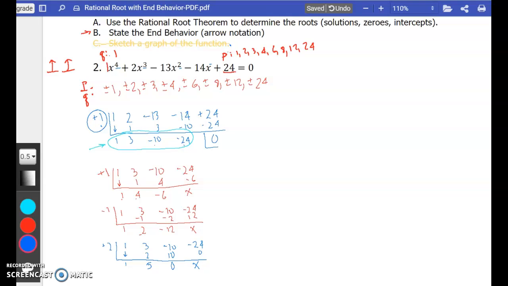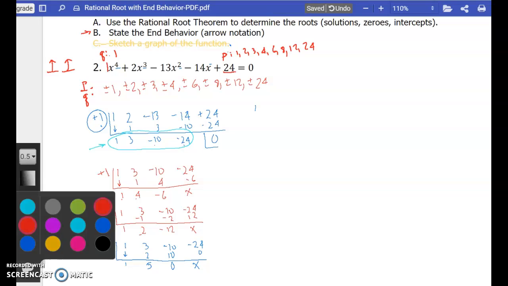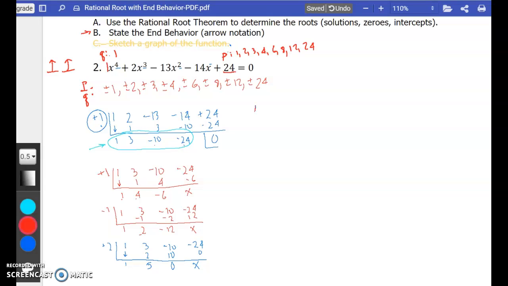Bringing it up top, let's go with red. I have 1, 3, negative 10, negative 24. Going with negative 2 this time, bring down the 1. Negative 2 times 1 is negative 2. 3 minus 2 is 1. Negative 2 times 1 is negative 2. Negative 10 minus 2 is negative 12. Negative 2 times negative 12 is a positive 24. Gives me a 0. So I have 2 of my zeros.